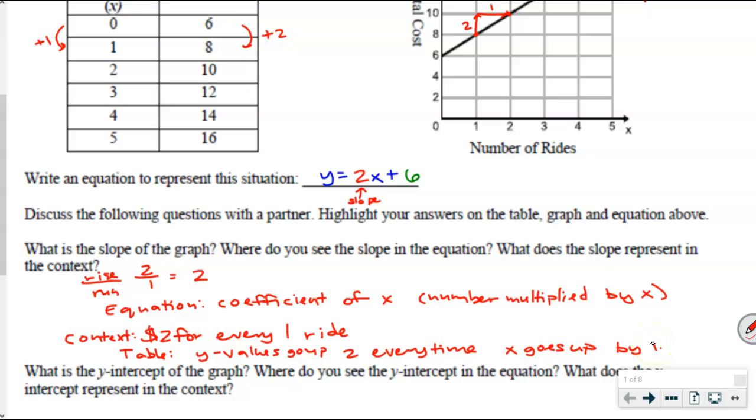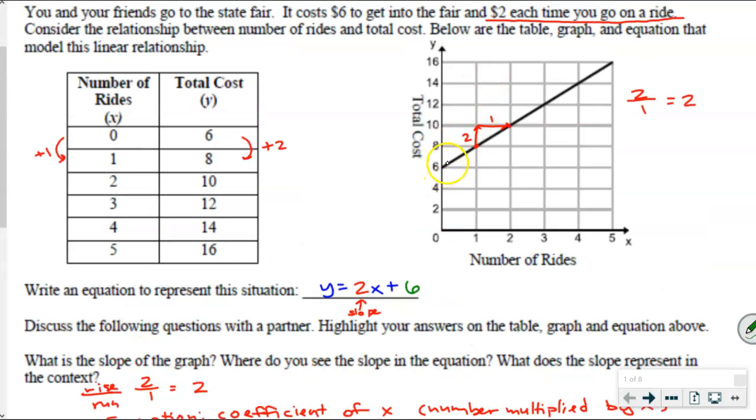It's a good review, right? It's been a while since we looked at these, so good review. Now, what about the y-intercept? What is the y-intercept of the graph? Let's look at that first. Where is it crossing the y-axis? 6. Where can you see that in all of the representations? Where do you see that in the equation? Where do you see it in the table? Where do you see it in the context or the story?